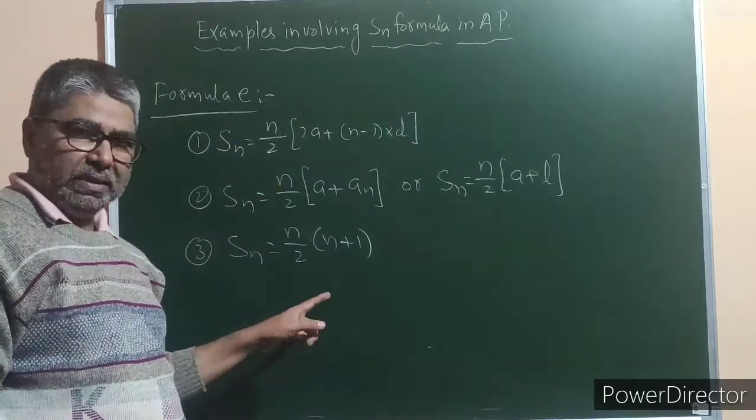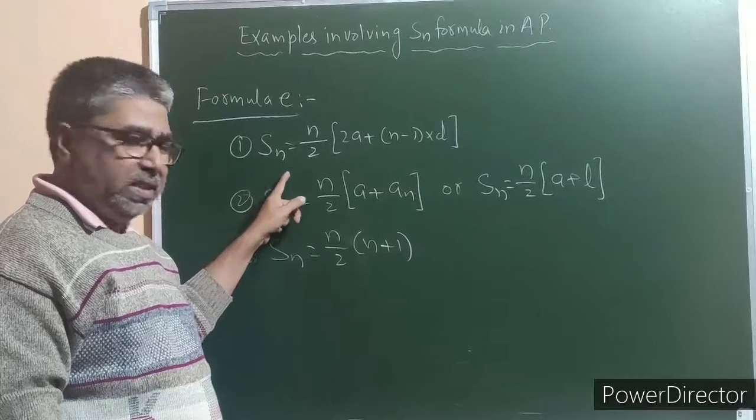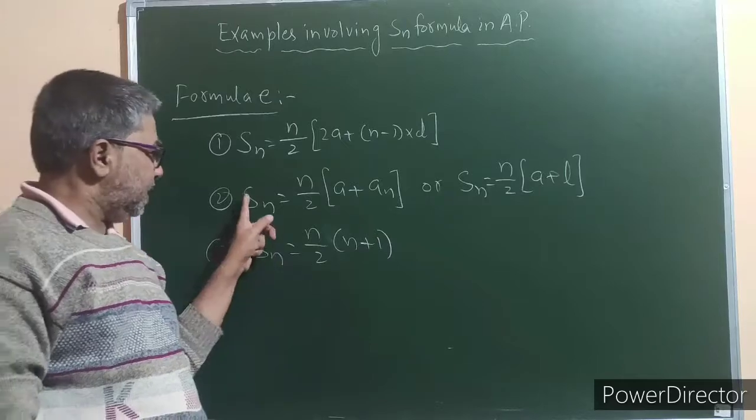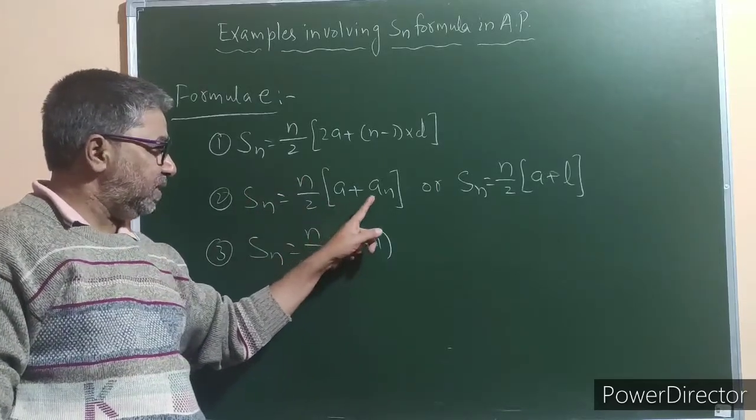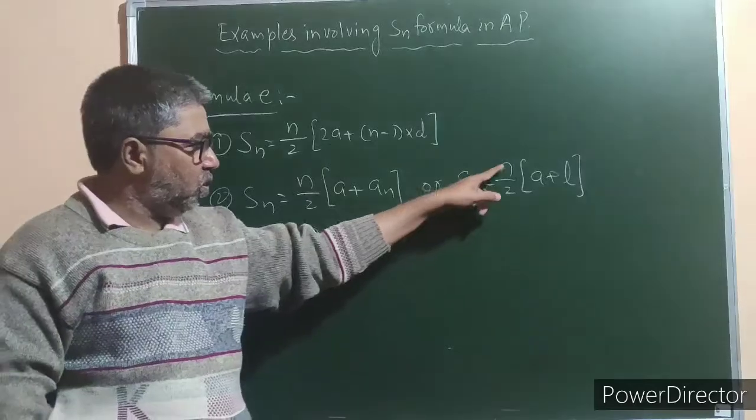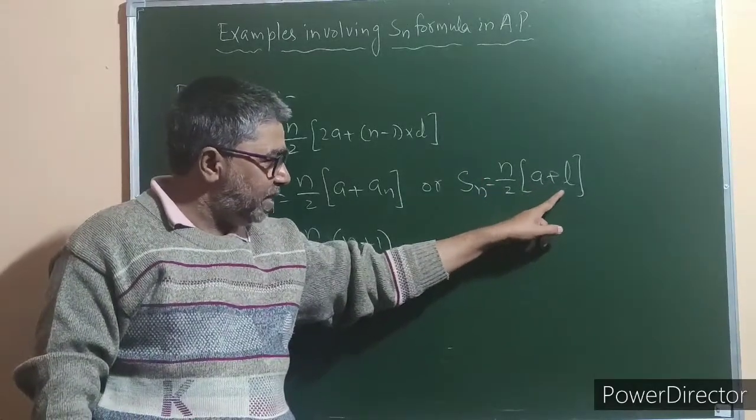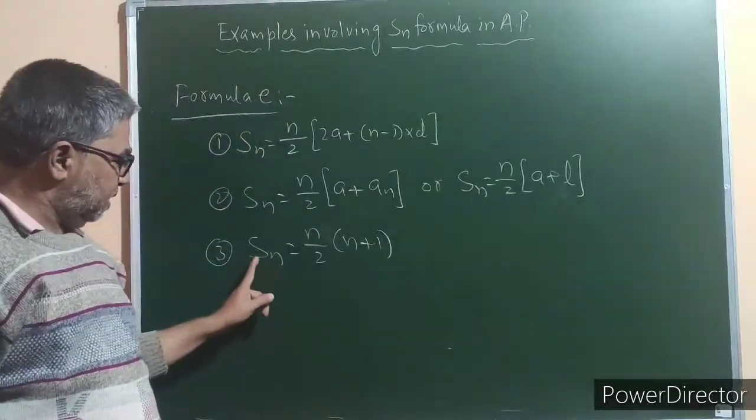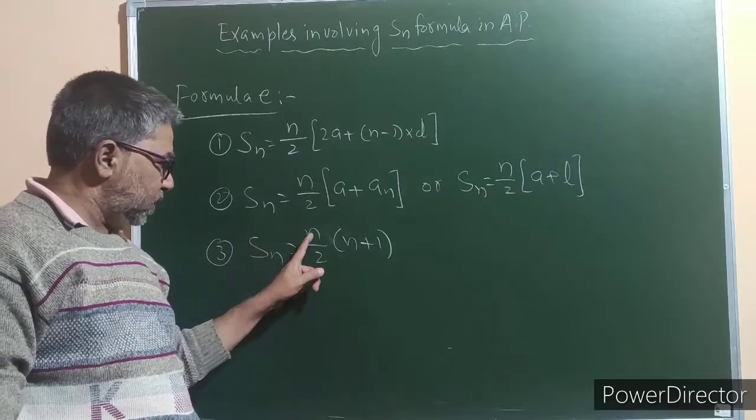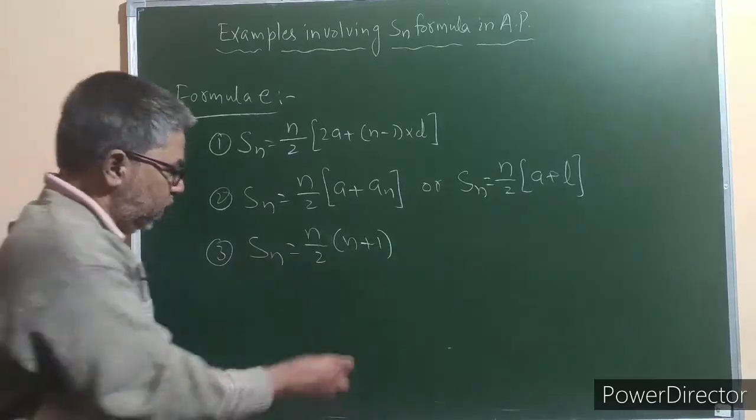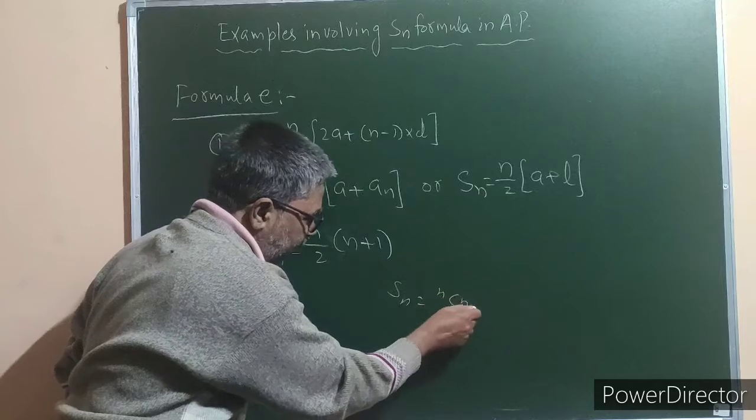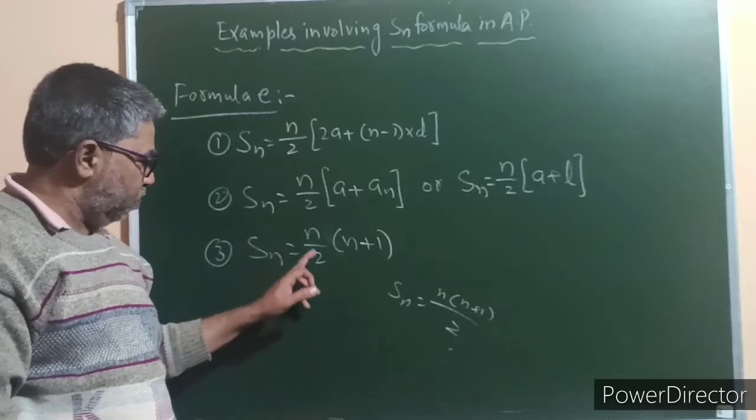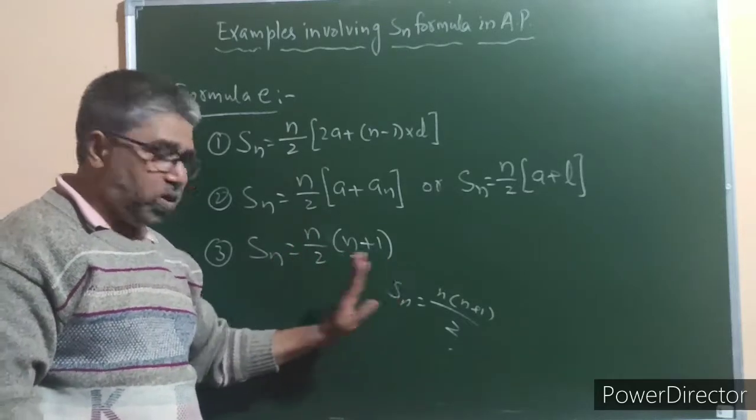There are three formulae. The first formula is Sn is equal to n upon 2 into bracket 2a plus n minus 1 into d. The second formula is Sn is equal to n upon 2 into bracket a plus l, where l stands for the last term of the arithmetic progression. Then the third formula is Sn is equal to n upon 2 into bracket n plus 1, or you can write this as Sn is equal to n into bracket n plus 1 upon 2. So both are one and the same.